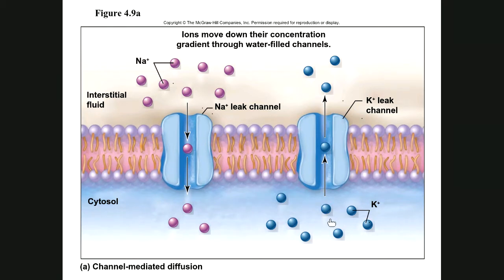Our channels can either be leakage channels or gated channels. Leakage channels are always open, and therefore they simply allow their ions or water to move according to their concentration gradients. Our gated channels are controlled, opening or closing, usually by chemical or electrical signals.